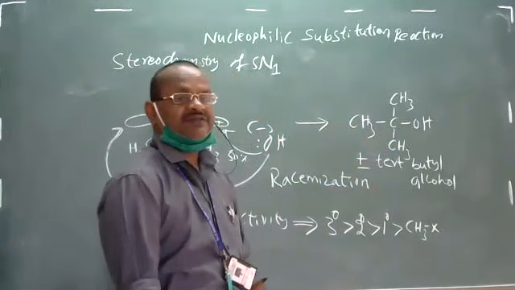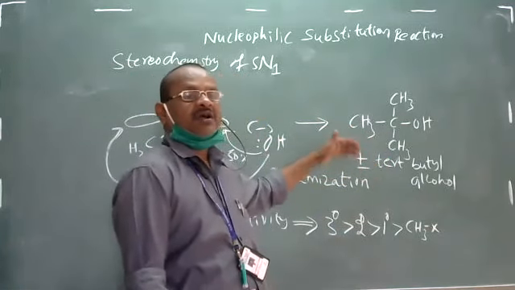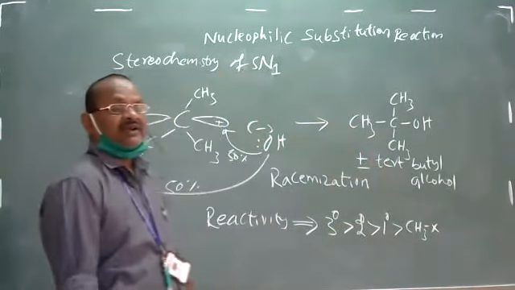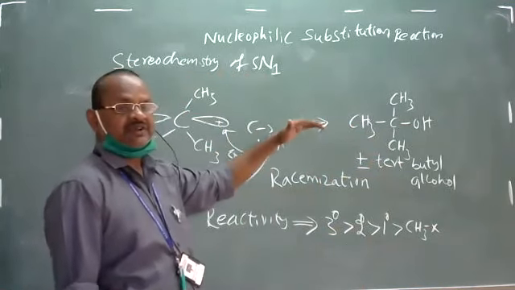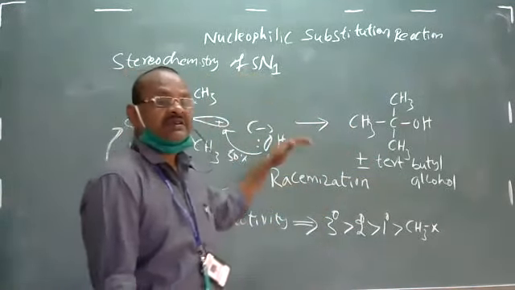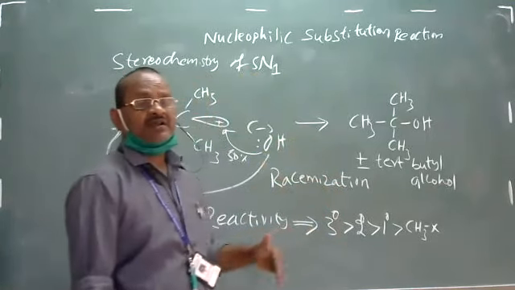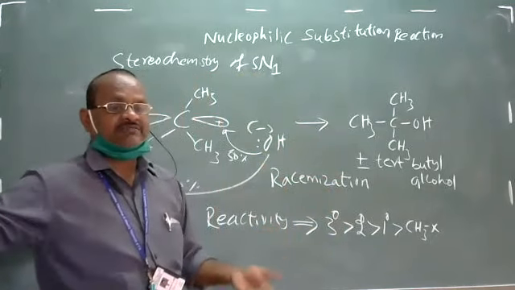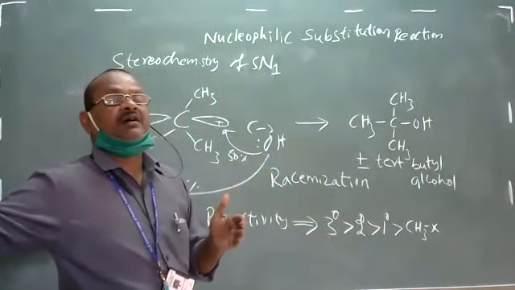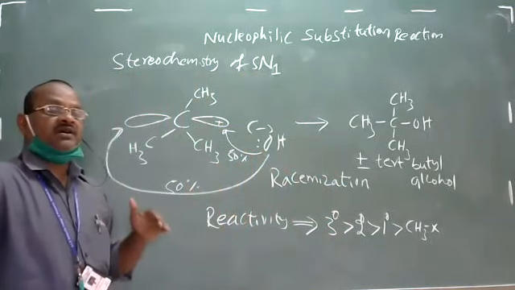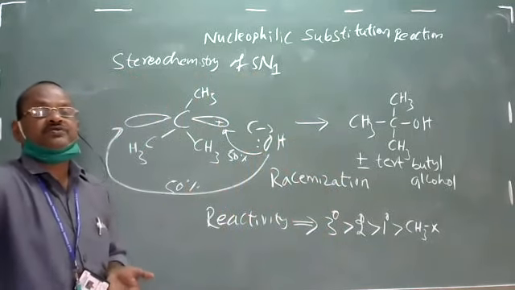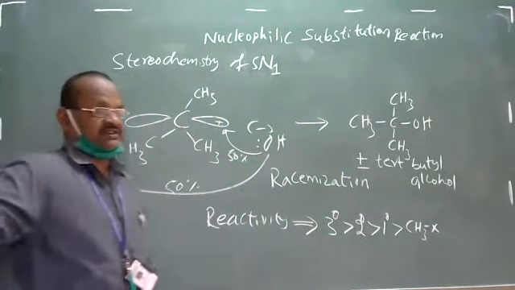A racemic mixture is generated, that is, 50% of the dextrorotatory form is formed and 50% of the levorotatory form is formed. This is called racemic mixture formation, and the generation of a racemic mixture from the reaction is called racemization. So the stereochemistry involved in this SN1 reaction is racemization. Racemic mixture means 50% of dextrorotatory and 50% of levorotatory forms of products are formed. And the generation of this racemic mixture is called racemization. So the stereochemistry of the SN1 reaction is racemization.